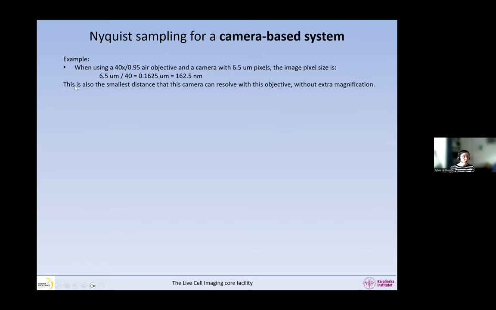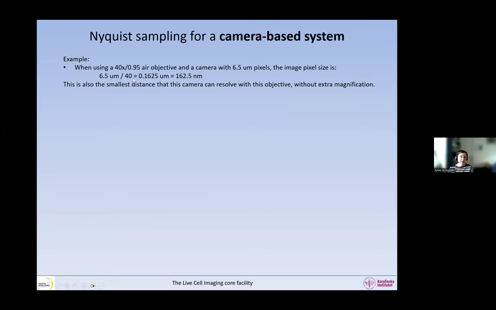So this is also the smallest distance that the camera can resolve. Clearly it has these pixels and it cannot resolve more than 163. Dividing the camera pixel size by the magnification is a convenient way for you to know what the camera can resolve.